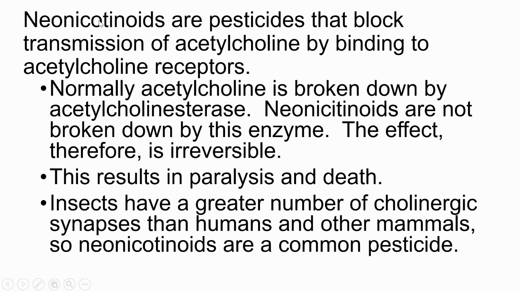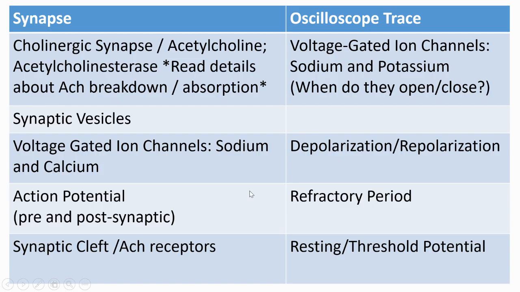Now, why do neonicotinoids work on insects but not humans? Technically, they could actually affect mammals, but insects have so many more cholinergic synapses that the effect on humans is negligible, whereas on an insect, it's enough in small amounts to permanently paralyze them.